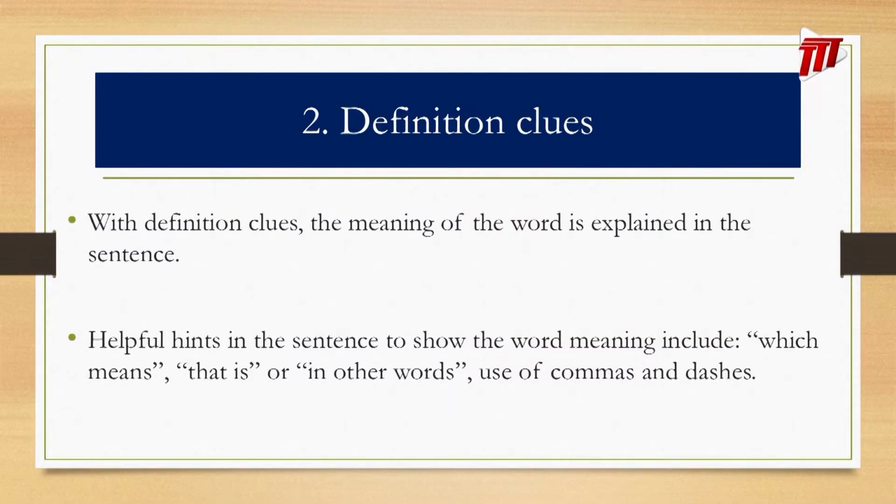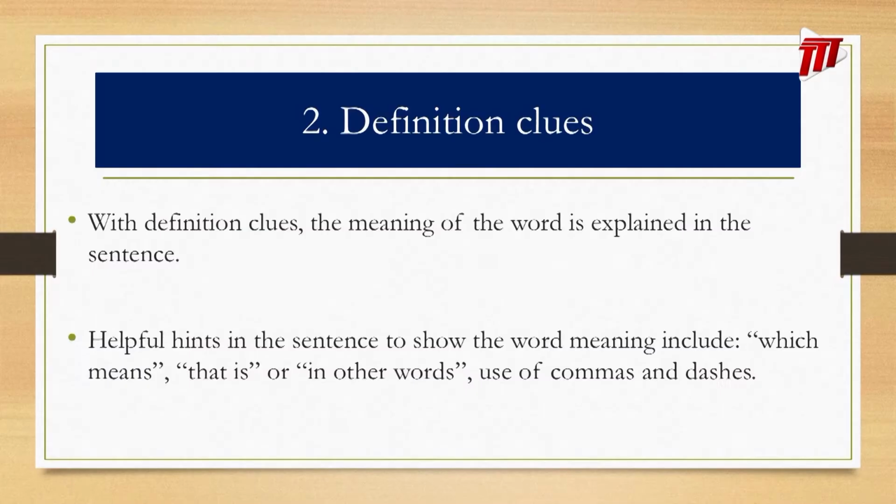For definition clues, the meaning of the word is explained in the sentence. So this one is a little bit simpler than the one we did previously, inference clues, where you had to infer the meaning based on what the author wrote. Here, you have signal words or hint words that help you figure out what the meaning of the word is. The definition is right there in the sentence for you.